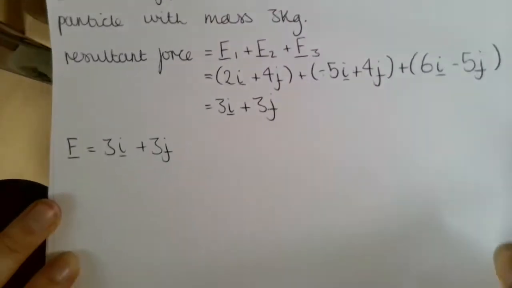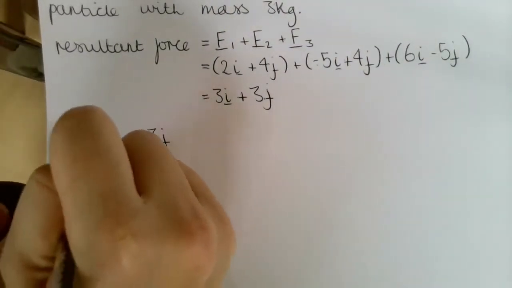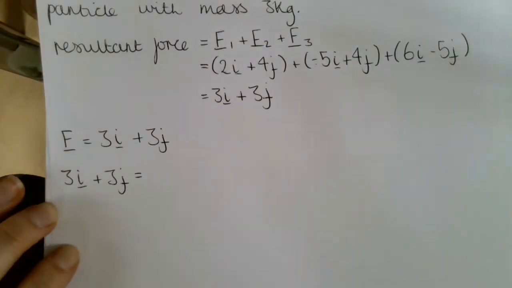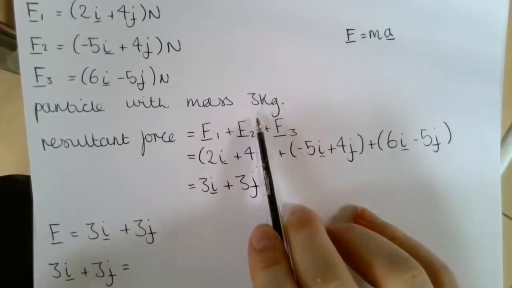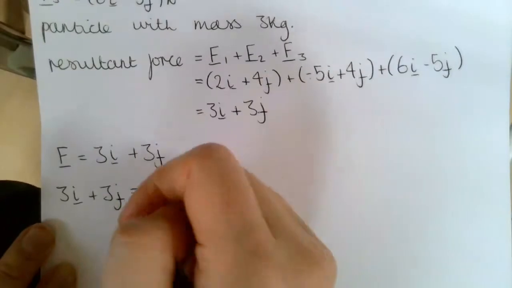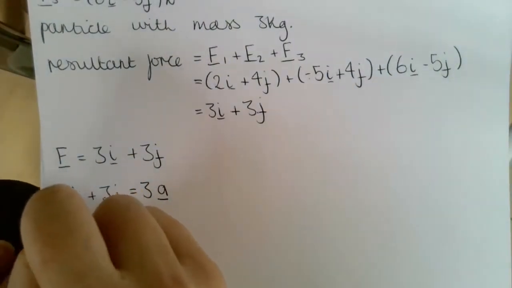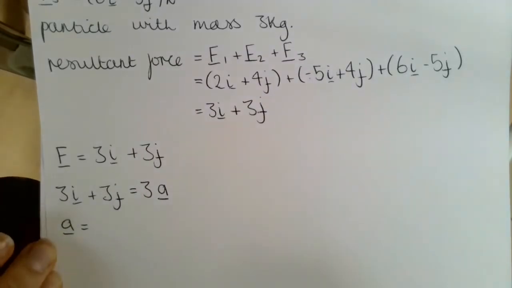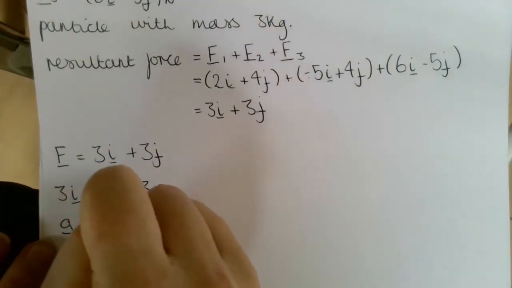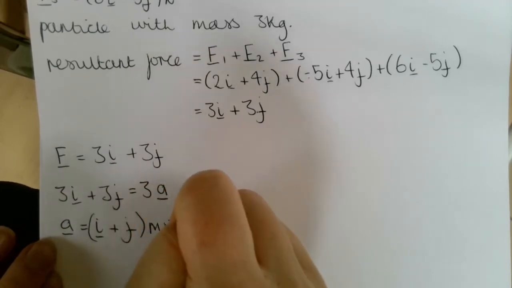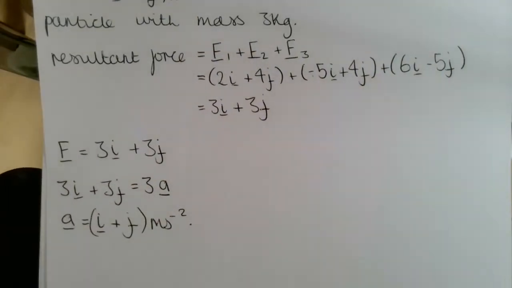We're then going to use F equals ma. So 3i plus 3j is equal to the mass times acceleration. Mass, we've got that's 3 kilograms. So that's equal to 3 lots of a. And we can see that a, if we divide both sides by 3, is equal to i plus j. Remember that a is in meters per second squared.